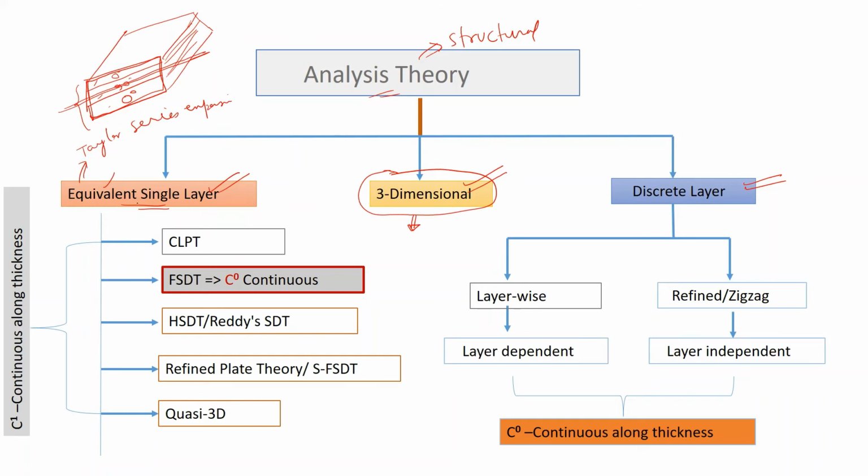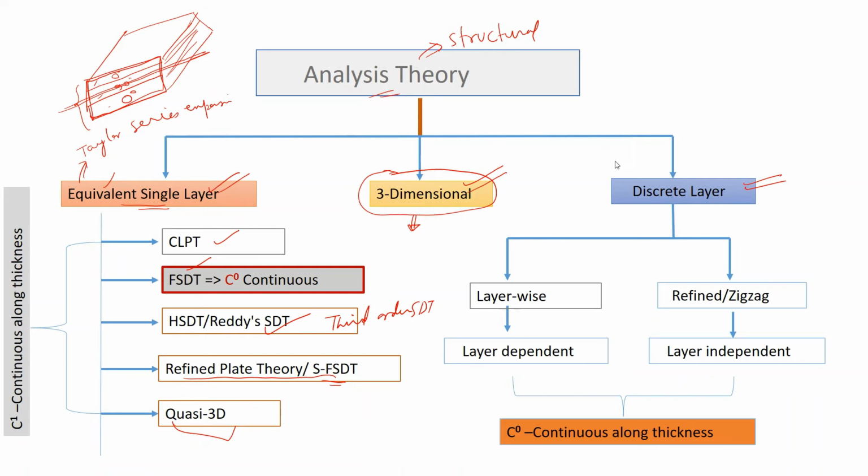First, the simplest equivalent single layer theories are the classical laminated plate theory and the first order shear deformation theory. Then there is the higher order shear deformation theory, or the reduced shear deformation theory, or third order shear deformation theory. We will see why it is also called third order shear deformation theory. Then the refined plate theory. What is refined plate theory? And then the quasi three-dimensional theory. We will see all these theories one by one and study these things.